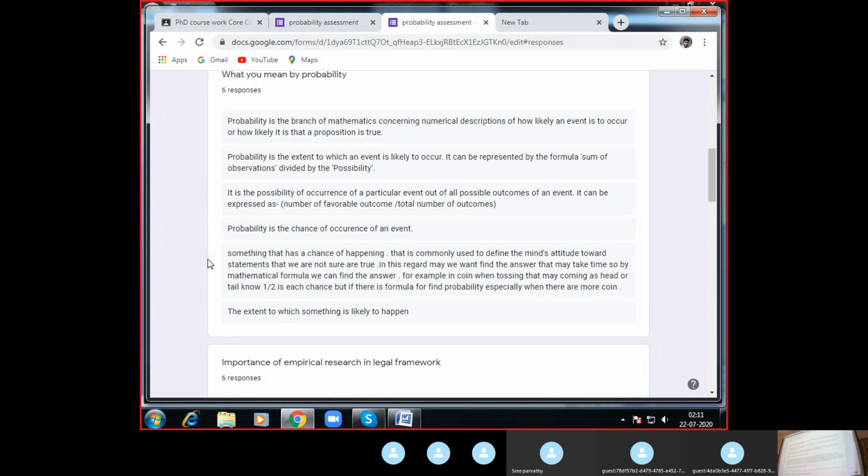And for example, the coin when tossing, that may come as a head or tail. This statement is very true. In this regard, to find the answer may take time, so by mathematical formula, we can find the answer. For example, coin tossing. Oh yes, it seems to be good. And the extent to which something is likely to happen. In simple terms, that is actually the fact. The extent to which something is likely to happen.